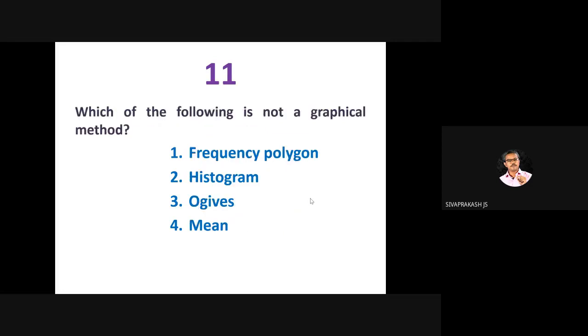Next column. Which of the following is not a graphical method? Frequency polygon, histogram, ogives, and mean.